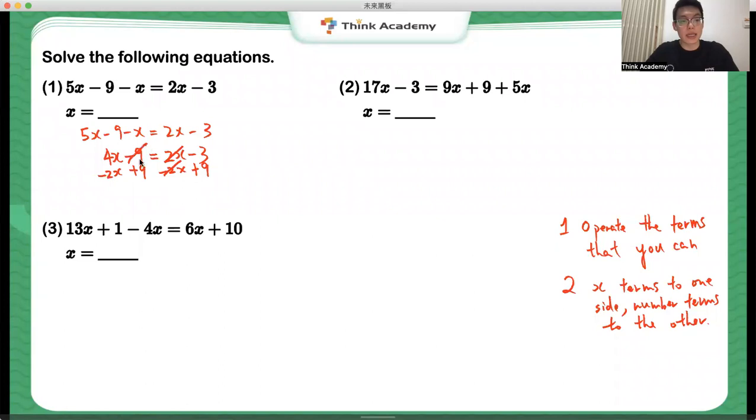Okay, so now I can cancel out the number term on the left-hand side, and now I have the 9 on the right-hand side. So what I have on the left-hand side, which is left behind, is 4x take away 2x. What I have on the right-hand side is 9 take away 3. So we know 4x take away 2x is just 2x. 9 take away 3 is 6. If 2x is 6, then what is 1x?